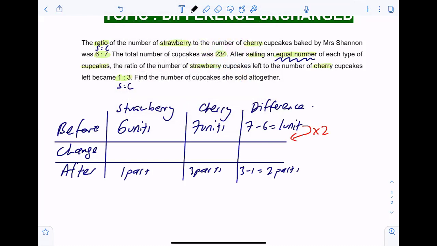So when that happens, since we use parts here, we can change everything to parts. So over here times 2 also, 14 parts. 6 times 2, that will be 12 parts. Now notice this. Strawberry from 12 became 1, reduced by 11 parts, right? Cherry from 14 became 3, reduced by 11 parts as well. Both reduced by 11. Why? Because you sold an equal number.